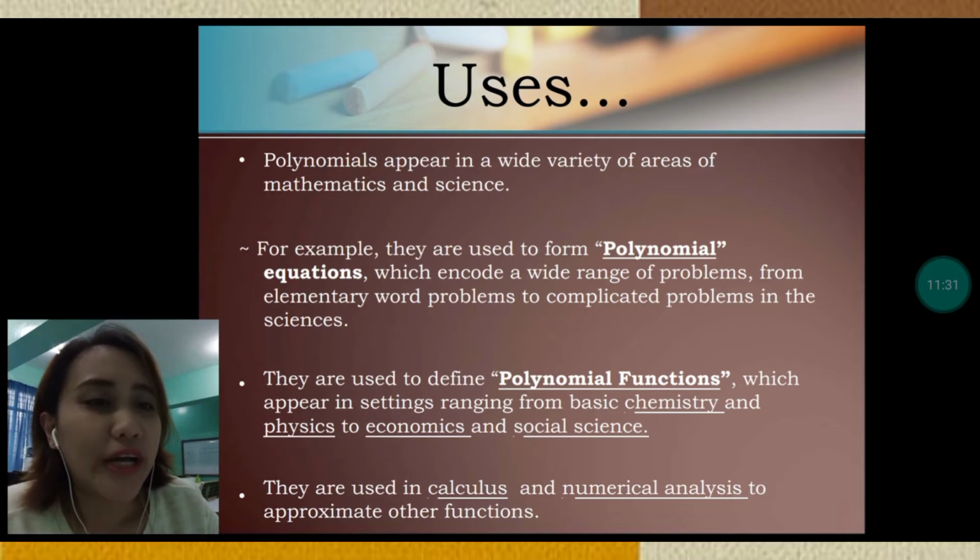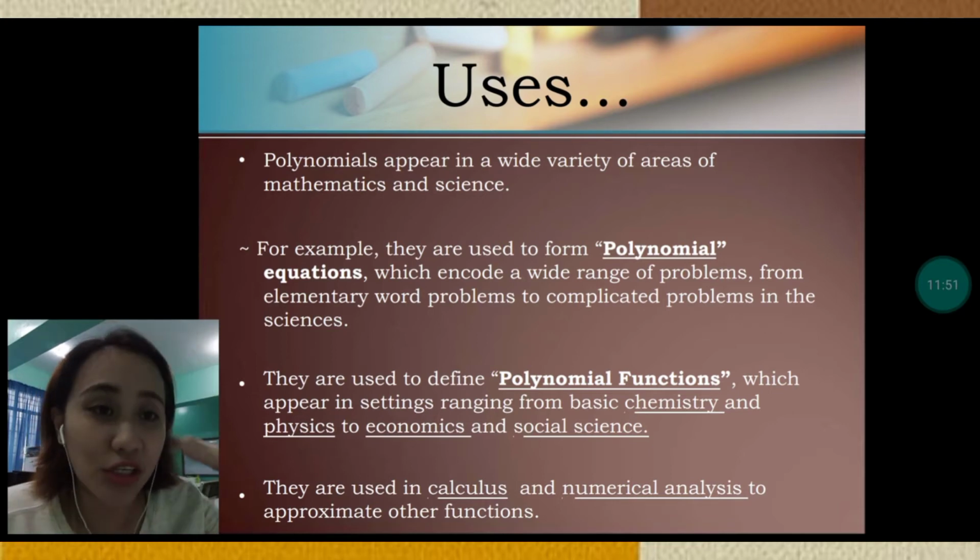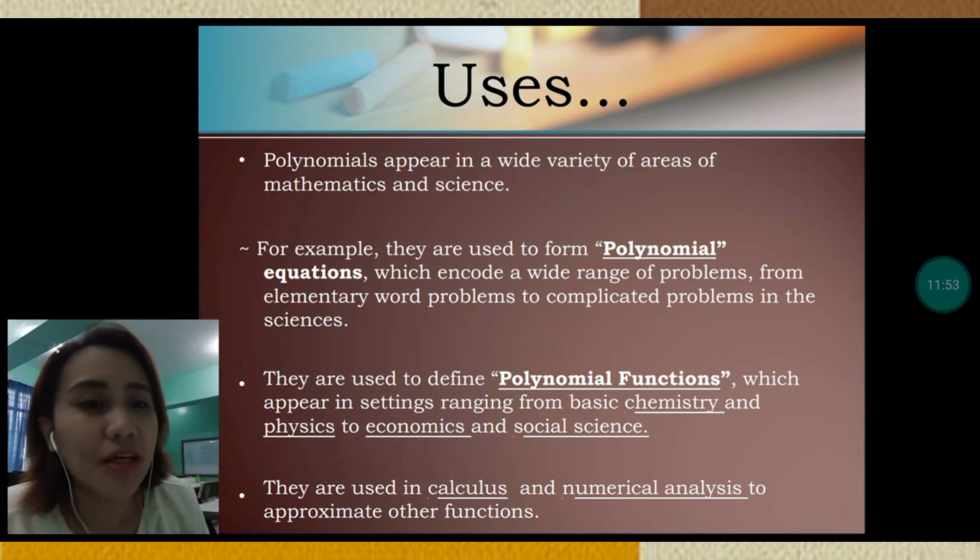They are used to define polynomial functions which appear in settings ranging from basic chemistry and physics to economics and social science. So, polynomials are not only applicable in mathematics, but you can also apply them in science, in chemistry, physics, economics, and other social sciences. They are used in calculus and numerical analysis to approximate other functions.